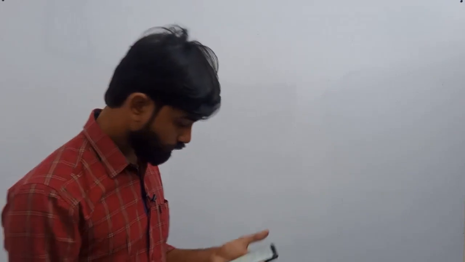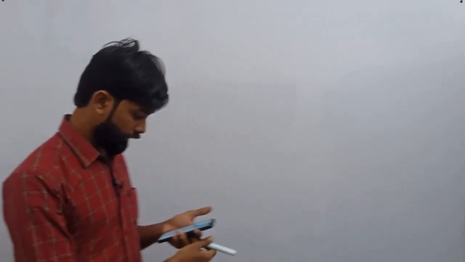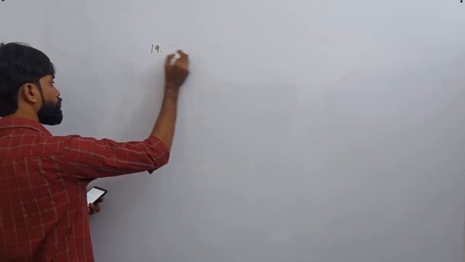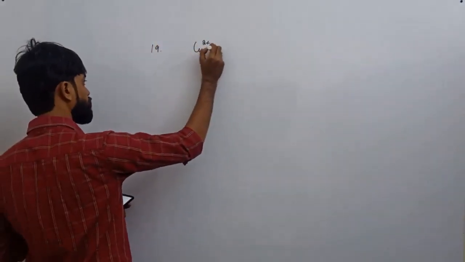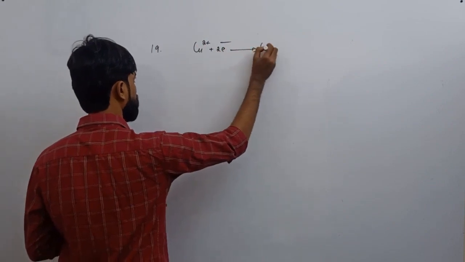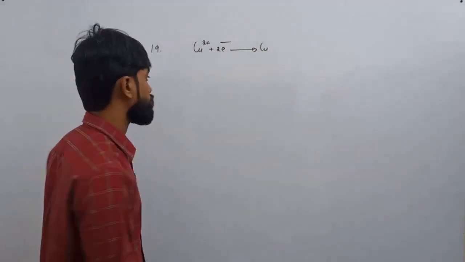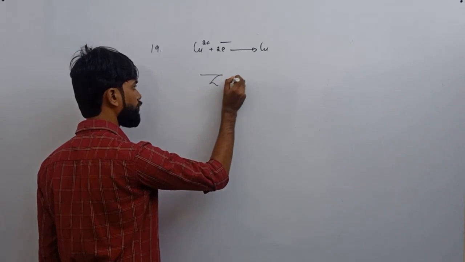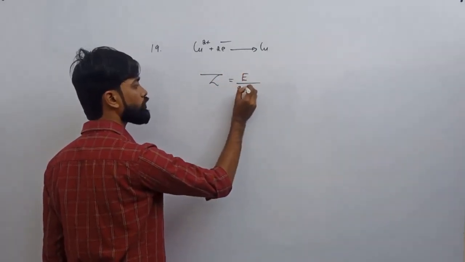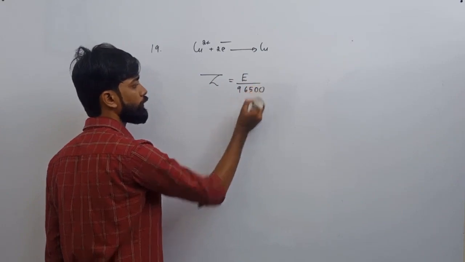Listen. Question number 19. Electrochemical equivalence of copper in the reaction. The reaction is given: Cu2 plus plus 2 electron gives copper. And you want to find the electrochemical equivalence. What do you mean by electrochemical equivalence? It is the ratio of the equivalent mass of a particular substance to 96500.